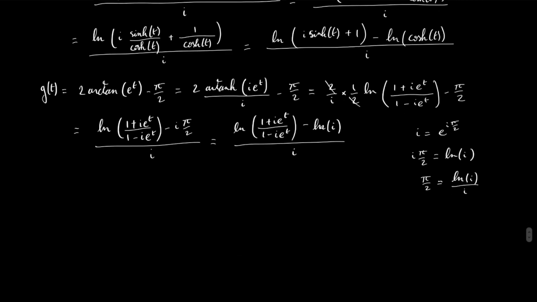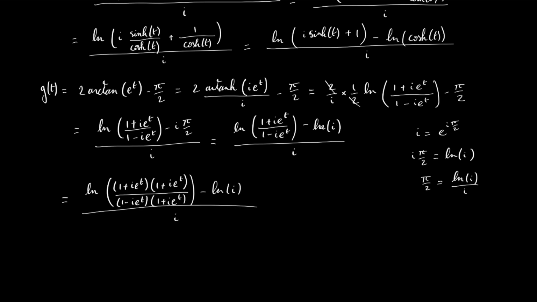Now, the new trick that we are going to use is to multiply both the numerator and denominator by 1 plus i exponential of t. And this is in order to have a fraction in which only the numerator is a complex number. So we have this that is equal to logarithm of 1 plus i exponential of t, times 1 plus i exponential of t, divided by 1 minus i exponential of t, times 1 plus i exponential of t, minus the logarithm of i, divided by i.